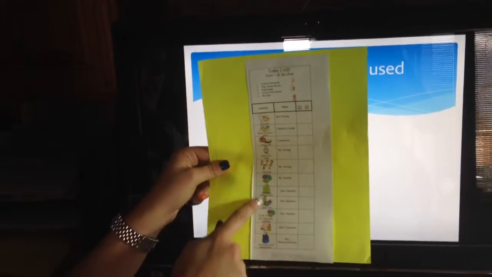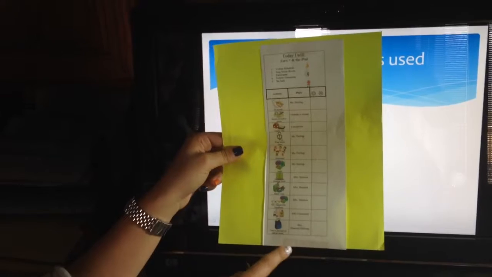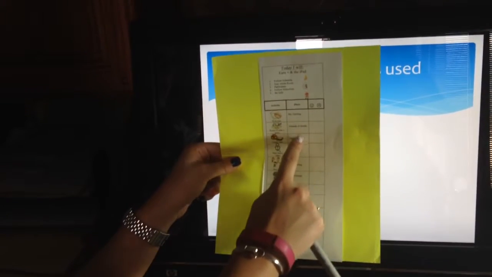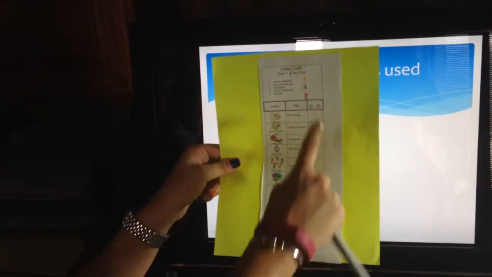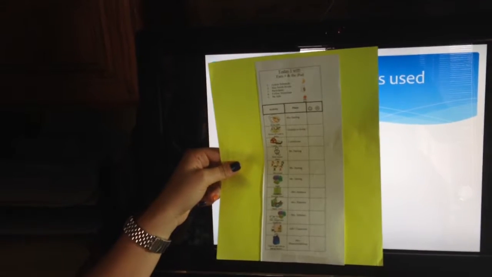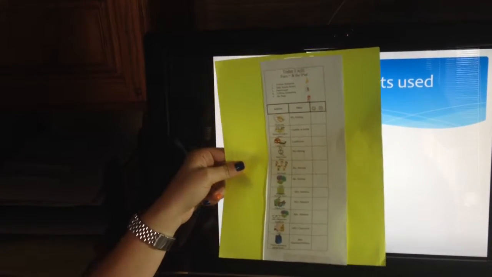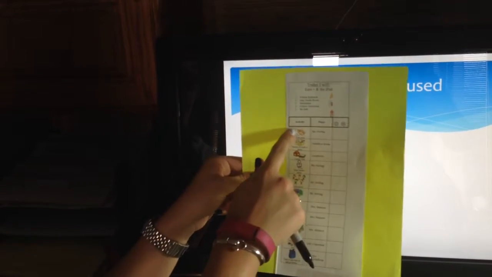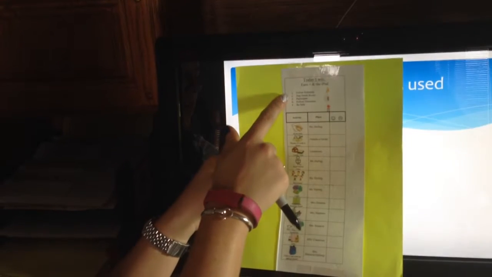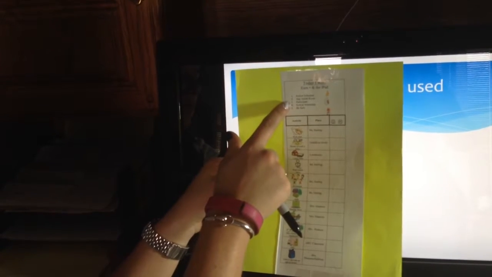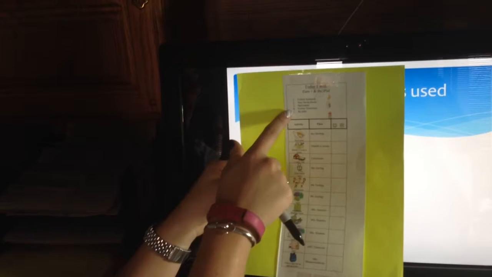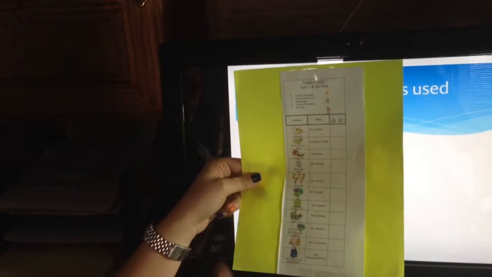Here are all the activities listed throughout the afternoon portion. Here's the place where each activity occurs, and here's the spot for an indicator. So the discussion I have with the student is to say, during work time, did you follow the schedule? Did you stay inside the classroom? Did you participate? Did you follow directions? Did you use safe behavior?